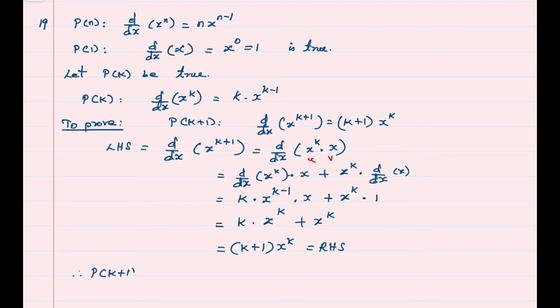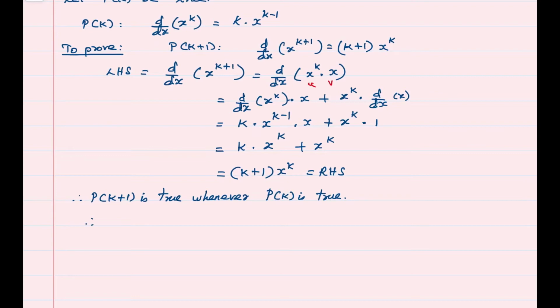Therefore, p of k plus 1 is true whenever p of k is true. Therefore, p of n is true for all positive integers n. Therefore, the given statement is true, that is d by dx of x raised to n is n times x raised to n minus 1 for all positive integers n.